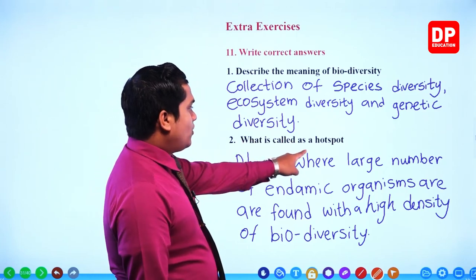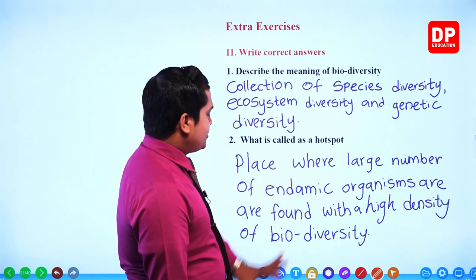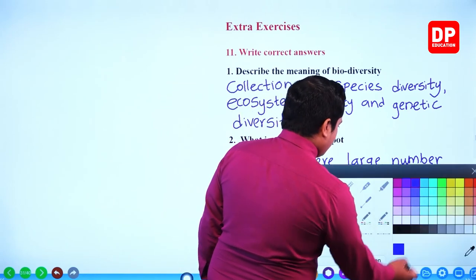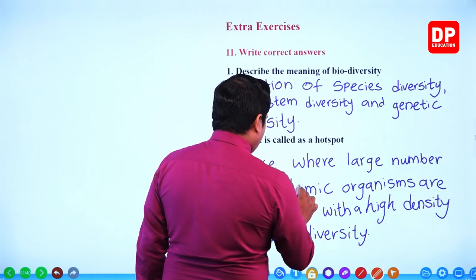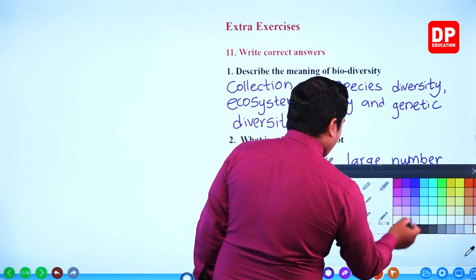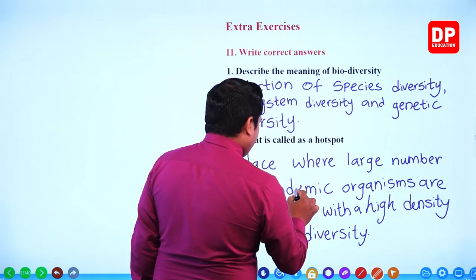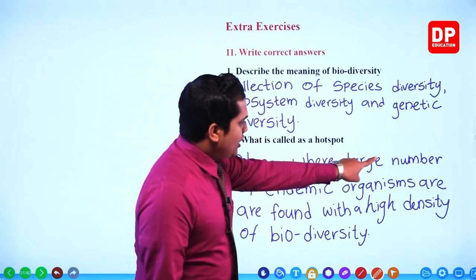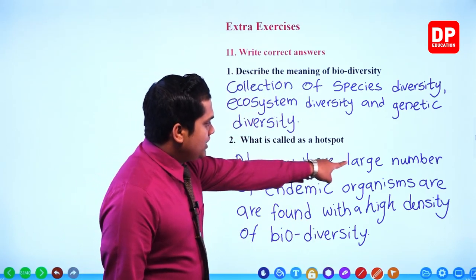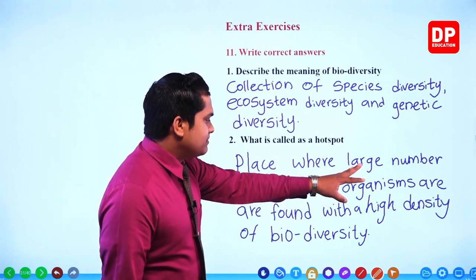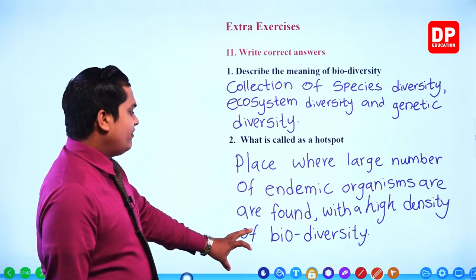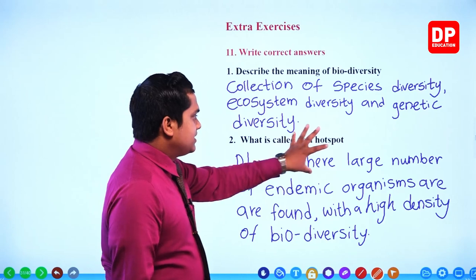Then number two, what is called a hotspot? A place where a large number of endemic organisms, so here it should be E, endemic organisms, are found with a high density of biodiversity is referred to as a hotspot.